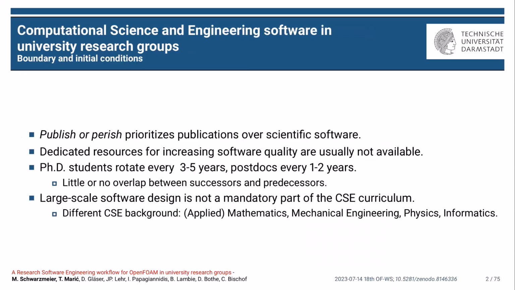And what are the boundary conditions that we often have in university? There's a publish or perish culture in which we prioritize the publications and the papers of scientific software, where the software is not the actual product of our process, but the publication is what gives us credit and what is our goal. Accordingly, dedicated resources are lacking, especially in terms of funding, but also in terms of knowledge, time, and effort.